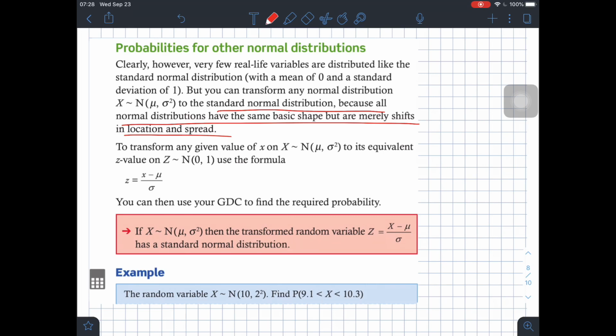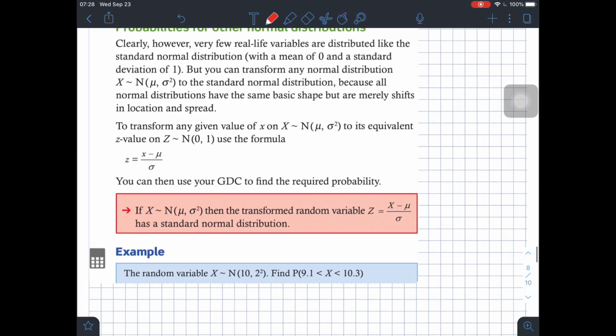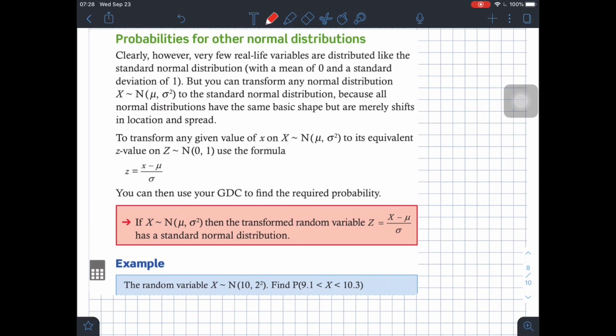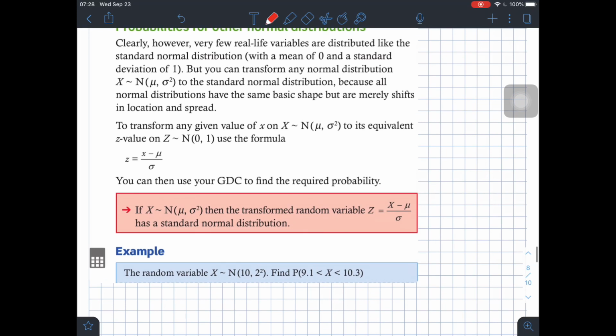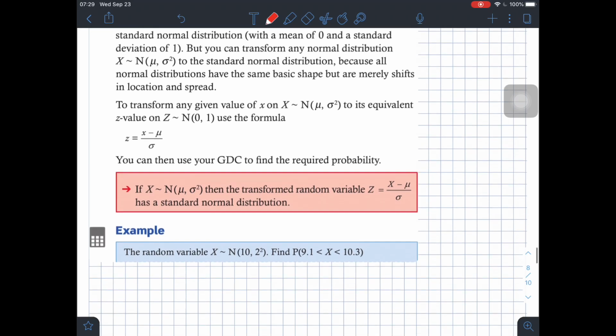We can always convert any type of normal distribution to a standard normal distribution in order to be able to solve problems. And you will be understanding this later on in future examples that we're going to be doing, in which you see that it is necessary to convert our variable to a standard normal distribution in order to be able to solve the problem.